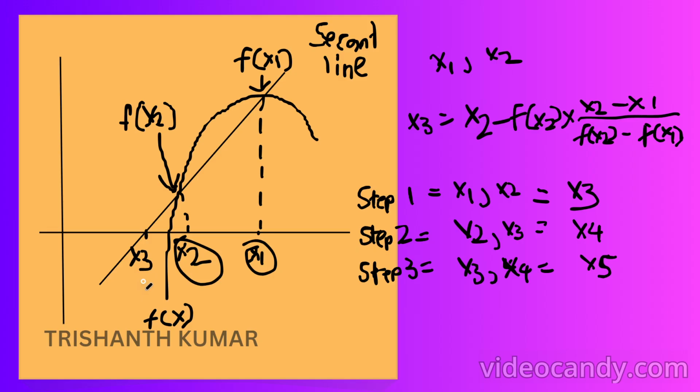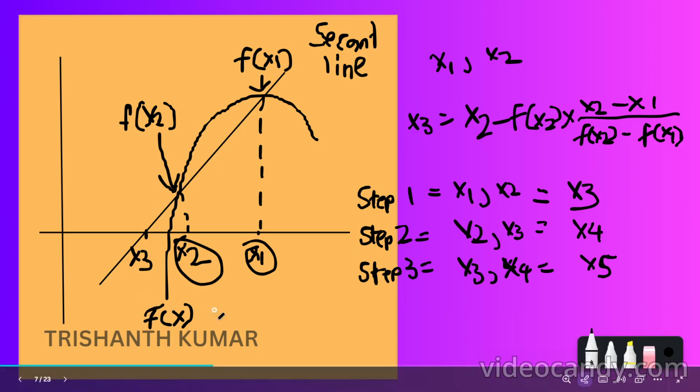Okay, repeat using x2 and x3 to get x4, and so on. Using x3 and x4, we get x5, and so on. The last point: the points converge toward the root, where f(x) equals 0.